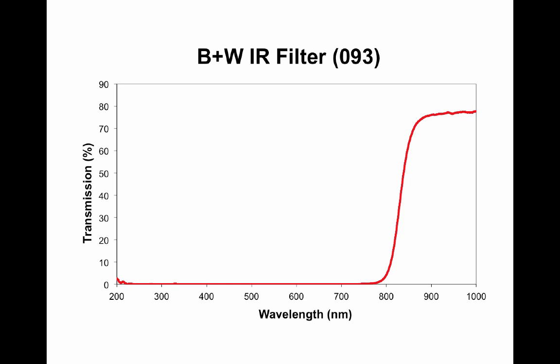This is also what we call a long pass filter, which means that it only passes through longer wavelengths. It has its edge, the junction of where it does transmit or not transmit, as you can see in that slightly angled line. But long pass filters transmit longer wavelengths, and its 50% transmission is around 820 nanometers, which is the same as the Wratten 87C.